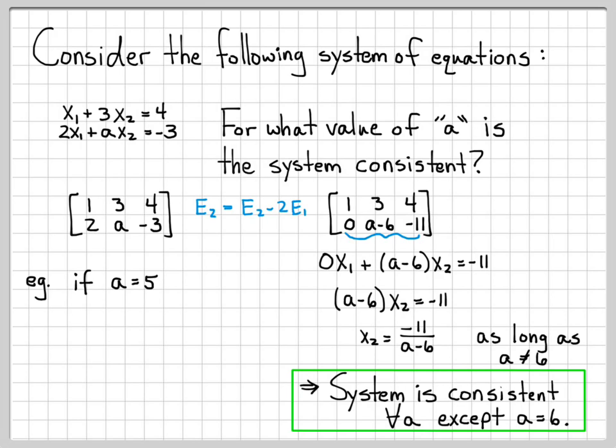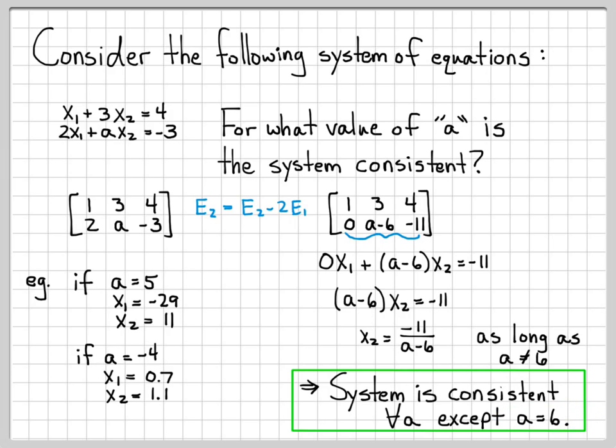Just to wrap things up with a specific example, if I happen to have a equals 5, I can go through and solve for the values of x1 and x2, and I would get x1 is negative 29 and x2 is equal to 11. This would be a unique solution to the system of equations. Or if, for instance, a was equal to negative 4, I would get the unique solution x1 equals 0.7 and x2 equals 1.1. I could keep doing this forever. There's an infinite number of a's I could pick, and for each value of a I pick, there is a unique solution, as long as I don't pick a equals 6.